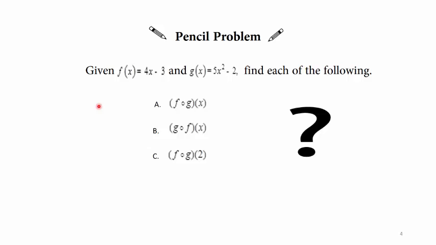Now it's your turn. Have your pencil, paper, and your eraser ready. Given f of x equal to 4x minus 3 and g of x equal to 5x squared minus 2, you are asked to find the composition of the function f with g, the composition of g with f, and then find the composition of f with g given an input value of 2.